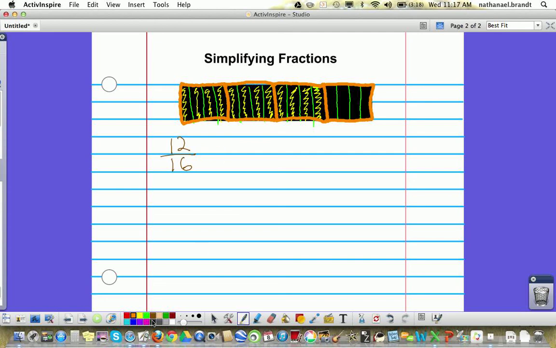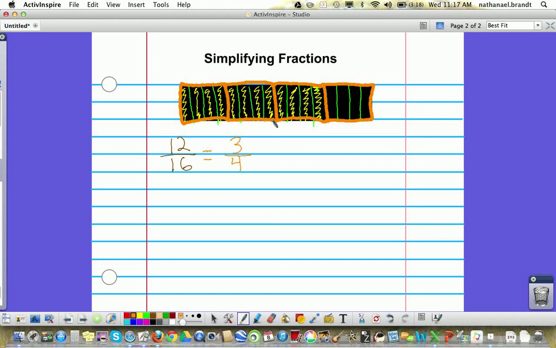So now we also have 12/16 equals 1, 2, 3, 4 equal sized pieces. 3 of them are shaded in, so 12/16 also equals 3/4.